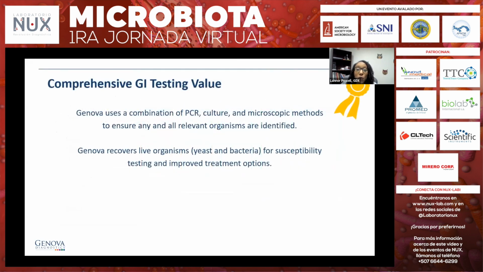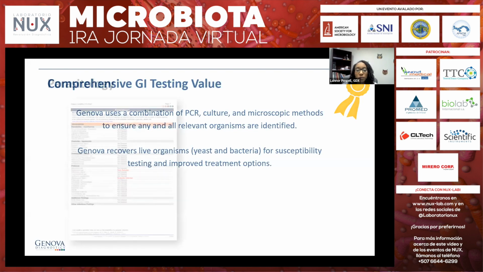So what you notice so far, hopefully, is that we're using PCR, we're using culture, and I'm going to show you in just a bit, we also use microscopic methods so that we can identify any relevant organisms, and we can really help guide you in terms of treating your patient, figuring out what the root cause is. We also recover live organisms, the yeast and the bacteria, and that's what allows us to do the susceptibility treatment, so we can identify what botanical agent or prescriptive agent that bacteria or yeast responds more to.